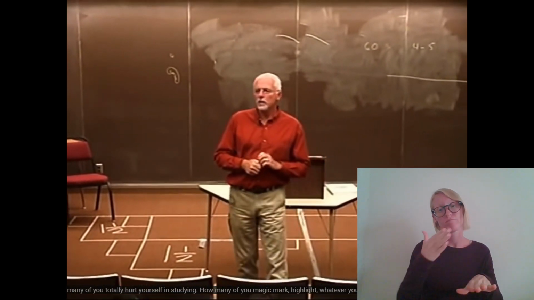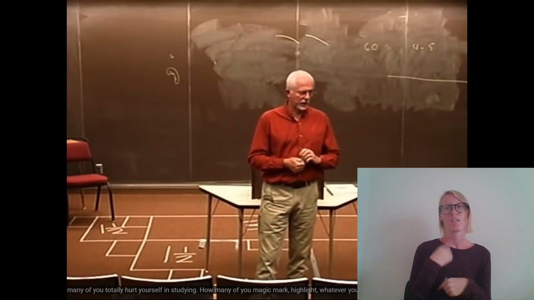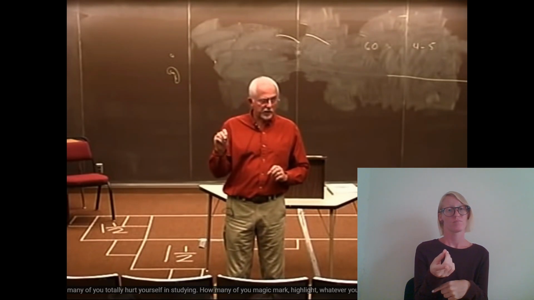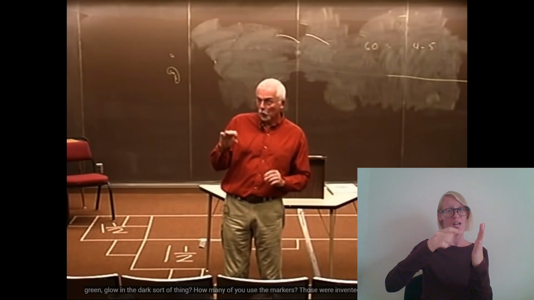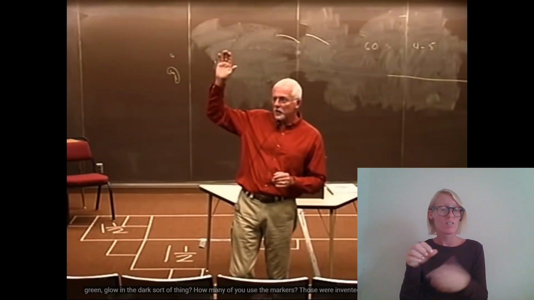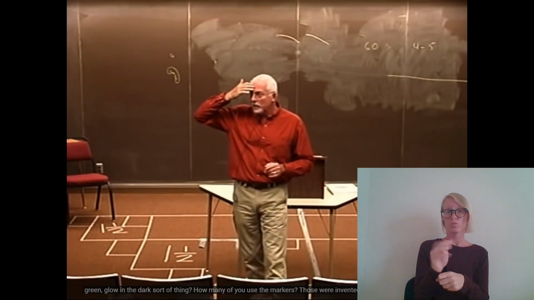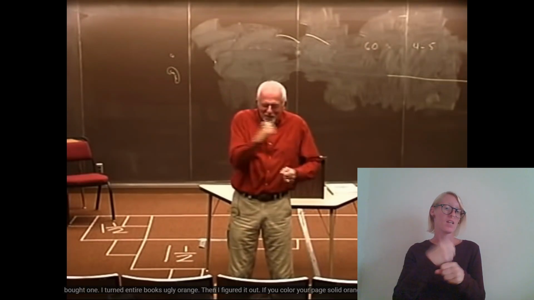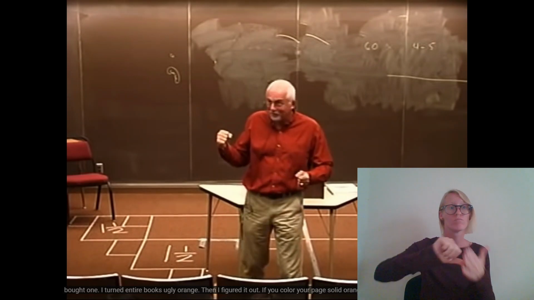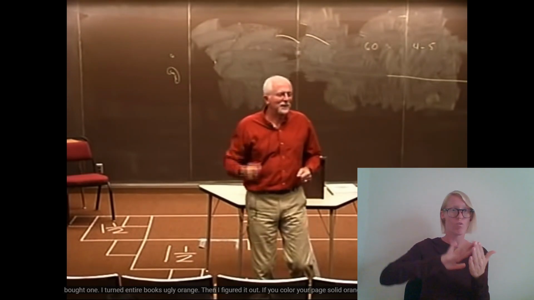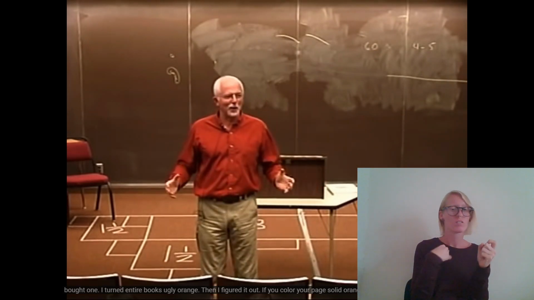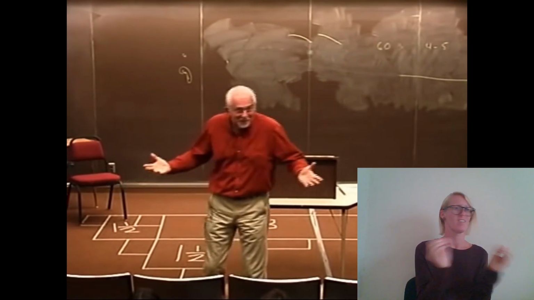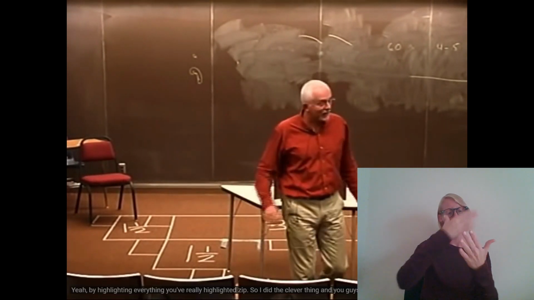I'm not going to tell you how many of you totally hurt yourself in studying. How many of you magic mark, highlight, whatever you call it, your textbooks? The little yellow, pink, green, glow-in-the-dark sort of things. How many of you use the markers? Those were invented in '65, the year I started college. So I bought one. I turned entire books ugly orange. And then I figured it out. If you color a page solid orange, you've actually highlighted nothing. Yeah, by highlighting everything, you've really highlighted zip.